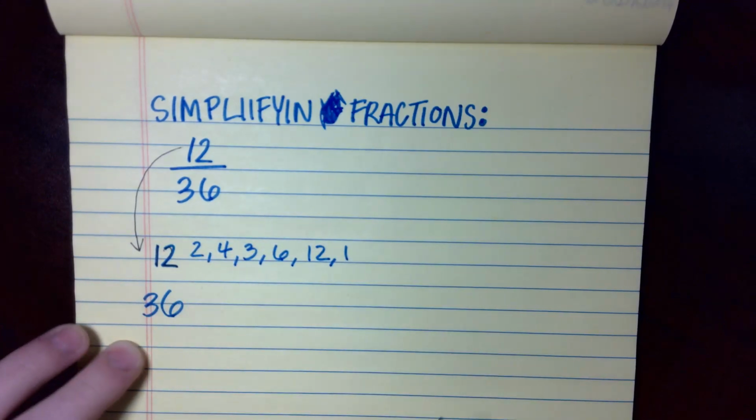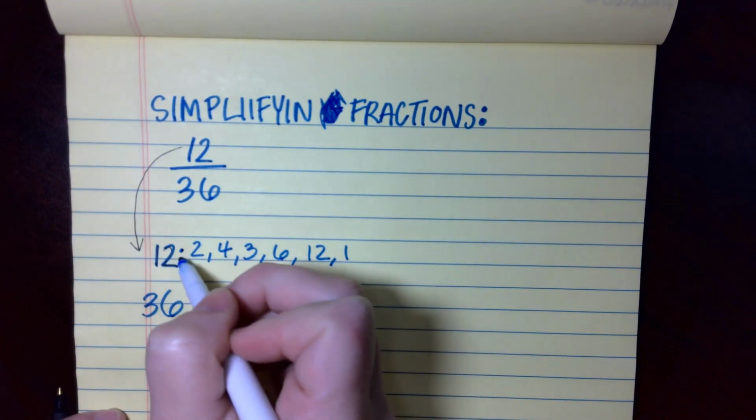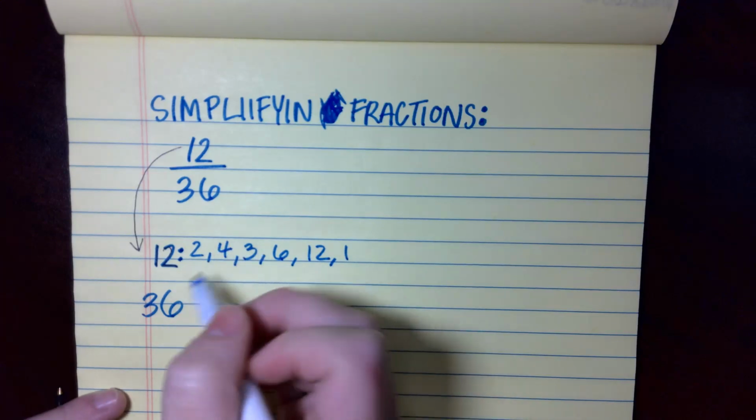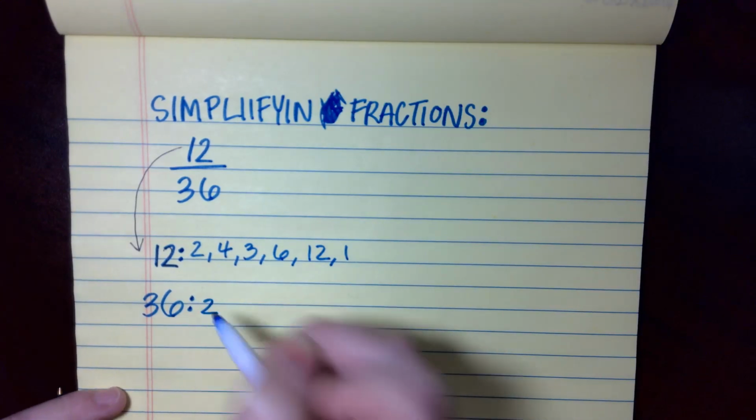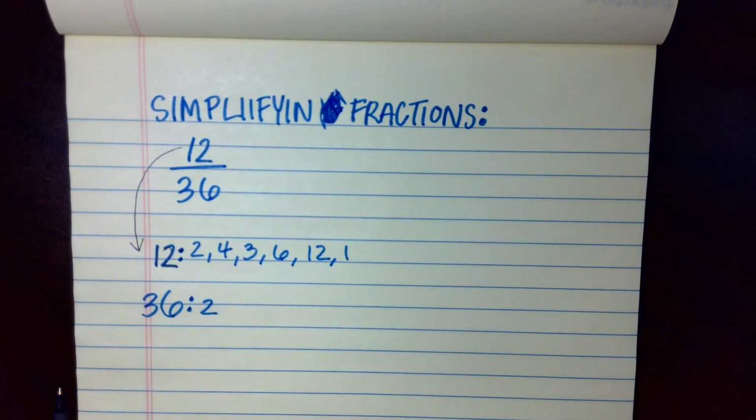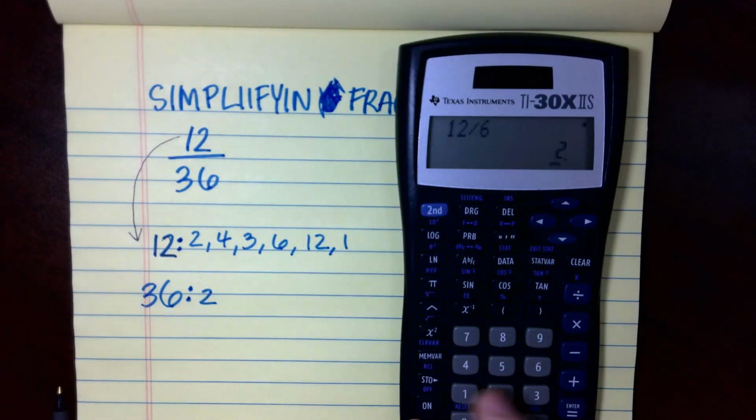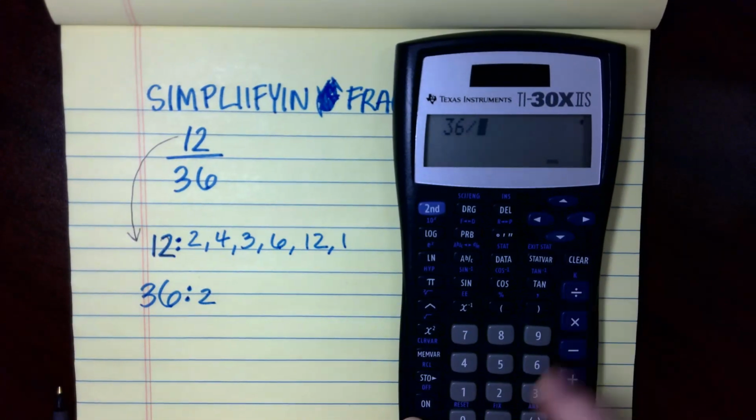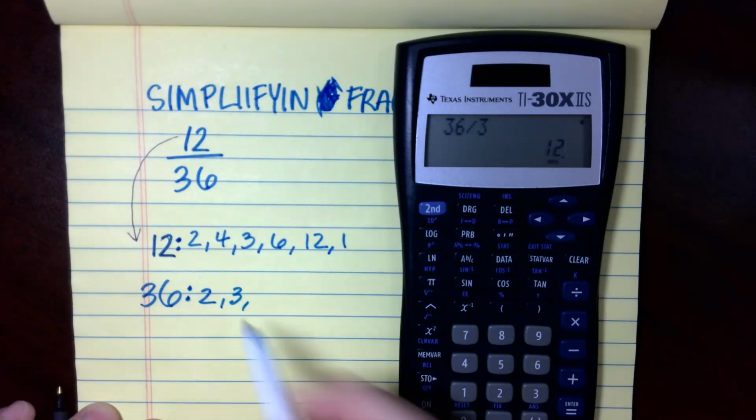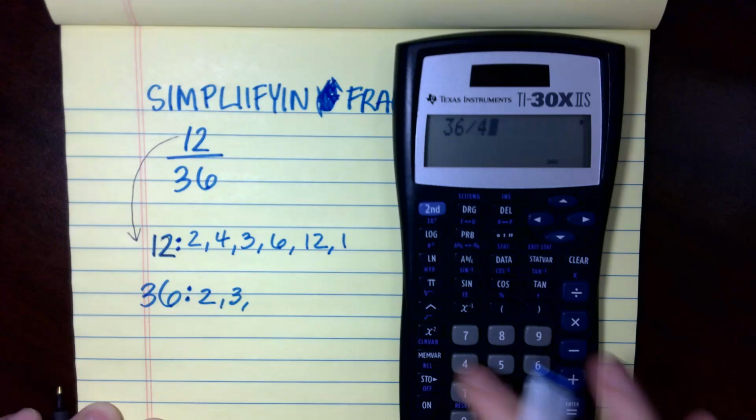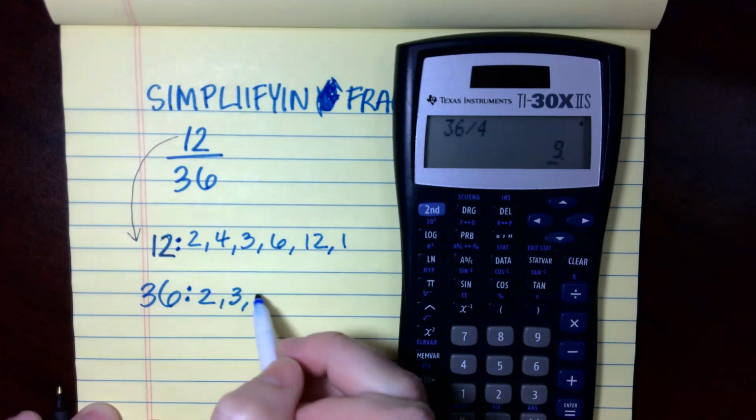Okay, so 36 is an even number, so I know for sure that 2 goes into 36. 12. Let's see what else goes into 36. 36 divided by 3. Yeah, 3 does. How about 36 divided by 4? Yep, 4 fits.